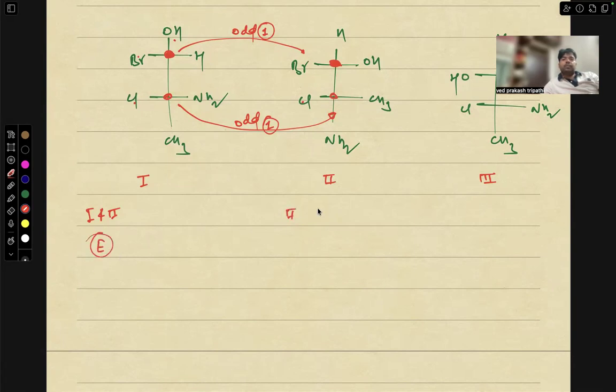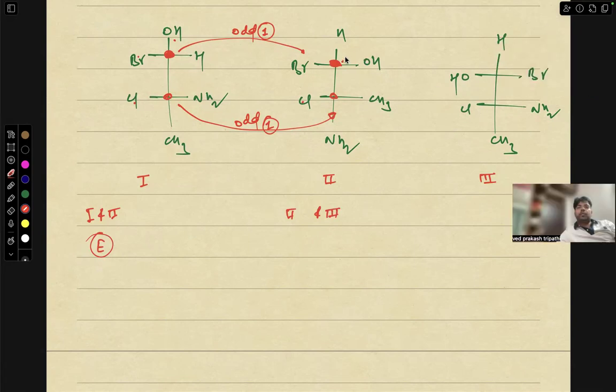Now second and third. So we can compare this top to this top. How many exchanges? Br in the left, Br in the right, OH on the right, OH in the left. So you can see this is the exchange between OH and Br. So this is 1, 1 means odd. Now look at the bottom. Chlorine left, NH2 bottom, NH2 right, CH3 down. Okay, this is another one, so odd. And again enantiomer.